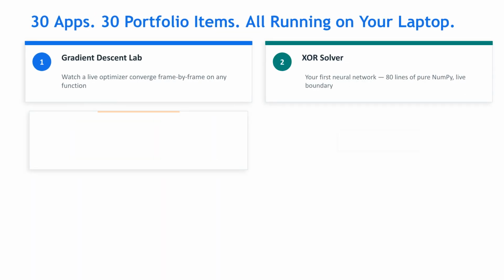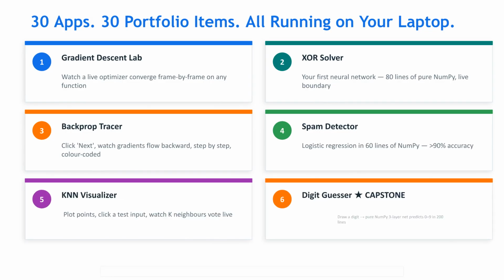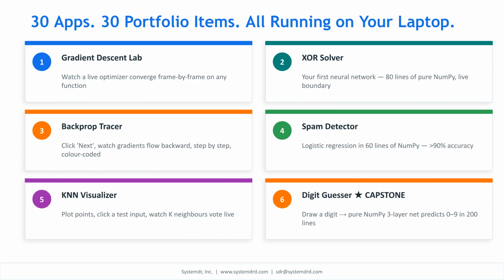The course is structured around 30 apps, all running on your laptop. You build everything from a gradient descent lab and an XOR solver to a spam detector and a KNN visualizer. The final project is a digit guesser capstone, a pure NumPy 3-layer network that predicts handwritten digits.